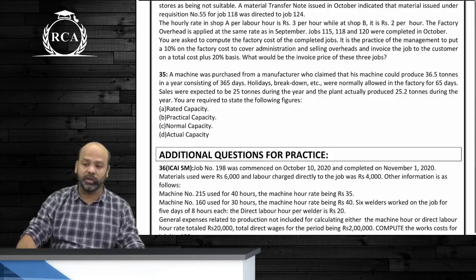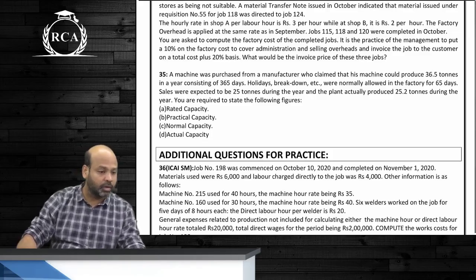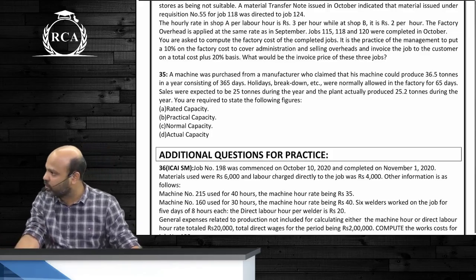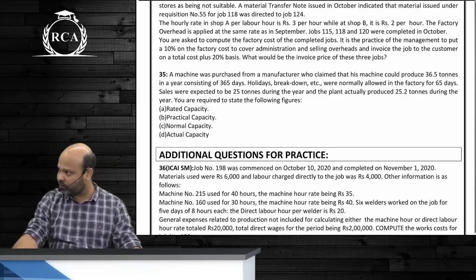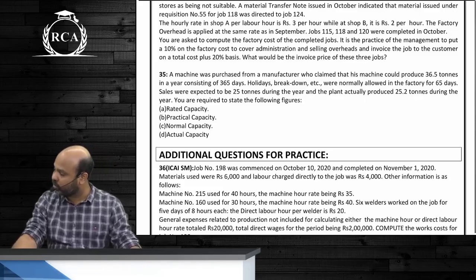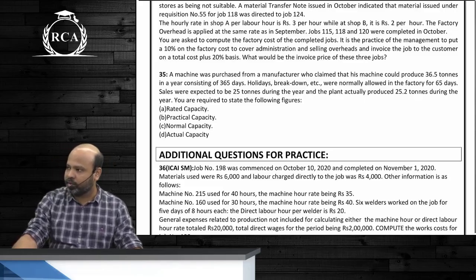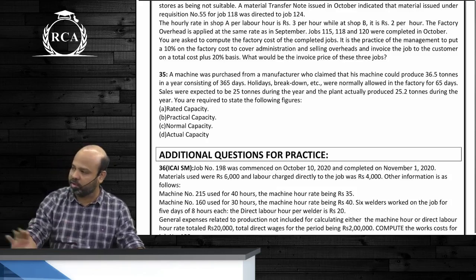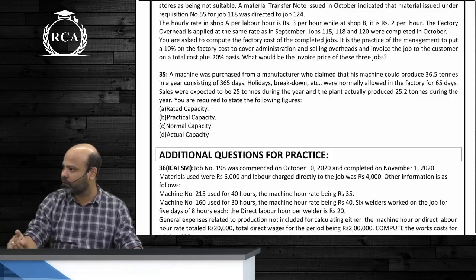The word rated capacity would mean the maximum possible capacity at which an organization can operate without even considering any holidays, guys, or without considering any normal losses. If you do not consider anything at all, the capacity at which an organization can operate is called rated capacity. It is never possible to operate at rated capacity. For any organization, it is not possible.